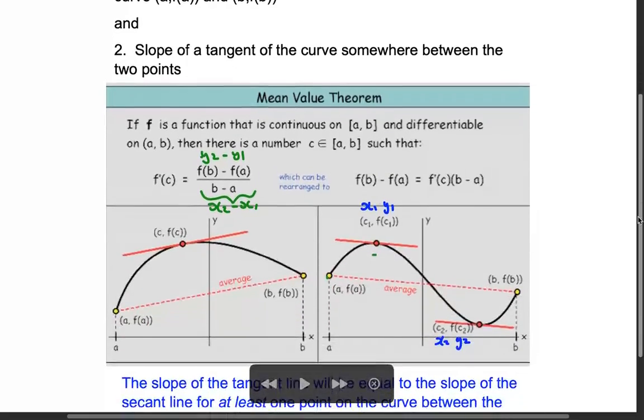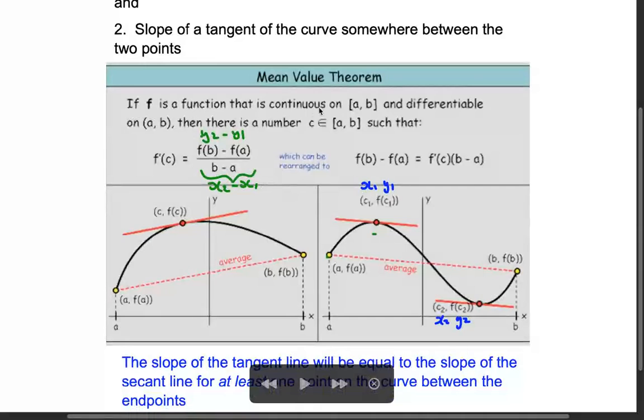Basically, the mean value theorem states that if f is a function that is continuous on [a, b], and that's a closed interval a, b, so a is your endpoint on the left and b is your endpoint on the right, and it's continuous between those two endpoints and also differentiable on the open interval (a, b), then there is some number x equals c, between a and b, such that the slope of the tangent at that point, x equals c, is equal to the slope of the secant between the two endpoints that c is located between.